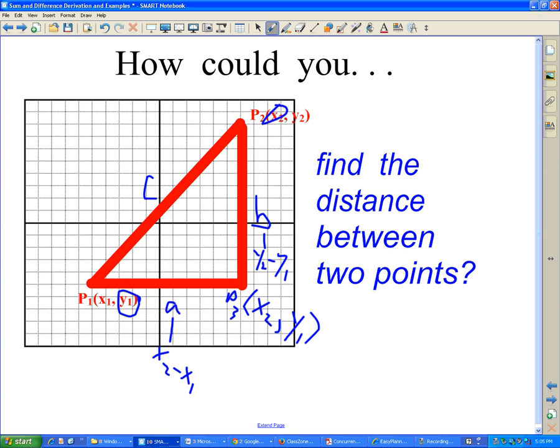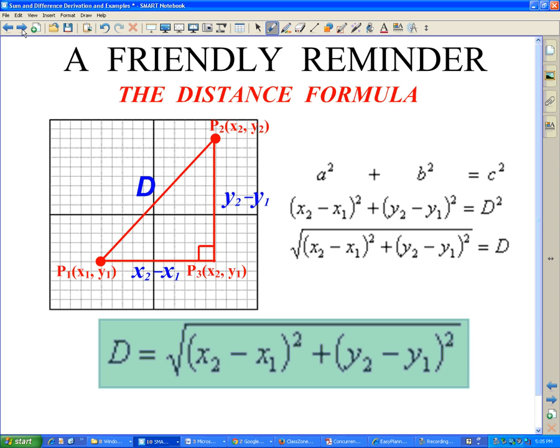And if we put those into the Pythagorean theorem, we can go ahead and apply that and find the distance. That's the idea behind the distance formula. Here's a little bit of a prettier picture of what we're dealing with.